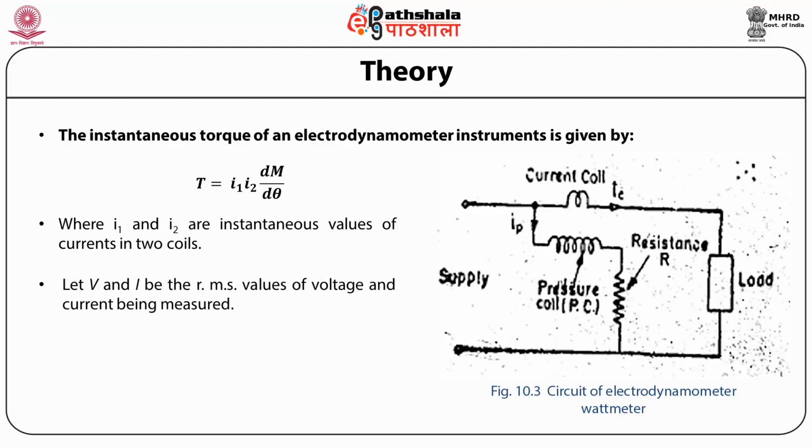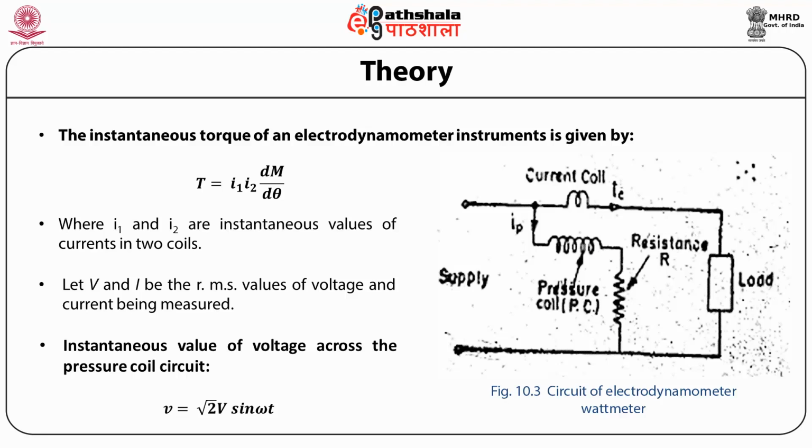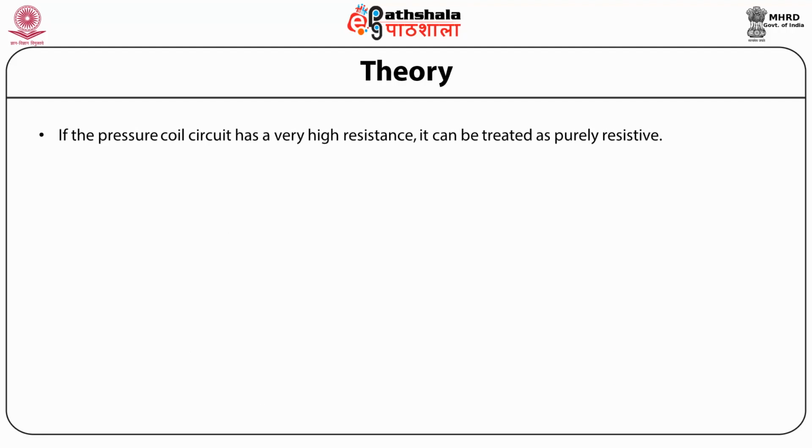Let V and I be the RMS values of voltage and current being measured. Then the instantaneous value of voltage across the pressure coil circuit is given by v = √2 V sin ωt. If the pressure coil circuit has a very high resistance, it can be treated as purely resistive.